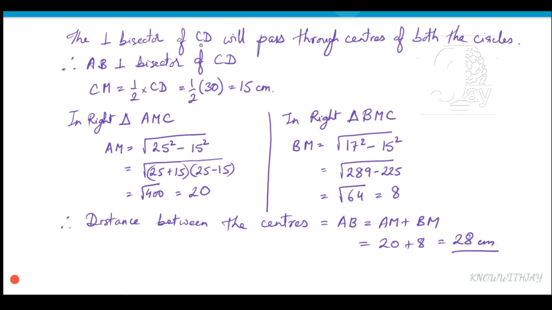So the perpendicular bisector of CD will pass through centers of both the circles, and AB is the perpendicular bisector of CD. Okay, using the Pythagoras theorem in both the right angle triangles, CM is half of the chord length, 15 centimeter. So in right triangle AMC, using Pythagoras theorem, we can find AM equals 20 centimeter, and in the other right angle triangle BMC, we have BM equals 8 centimeter. So the total distance between the two centers will be the sum of these two, that's 28 centimeter.